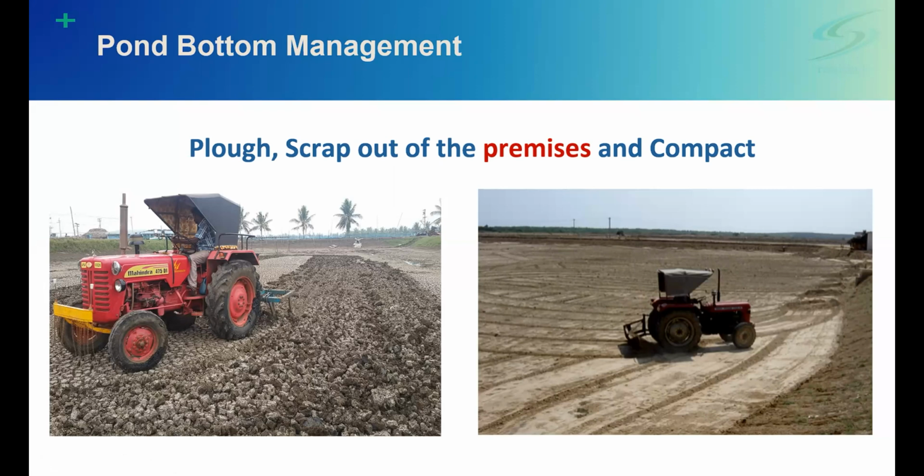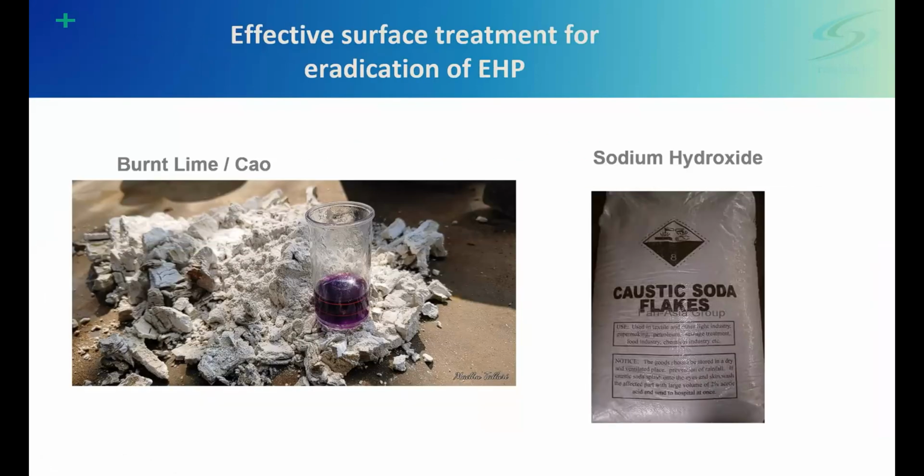After that, we have 5 different chemicals or theories to really handle EHP. The first and foremost, well published and well circulated chemical is calcium oxide, or burnt lime. Burnt lime can really raise the pH, and with high pH and low pH, we can handle and eradicate EHP. But once you choose burnt lime, it would be very expensive.